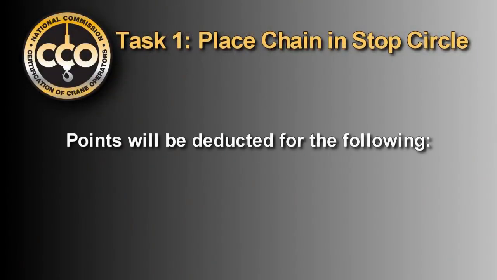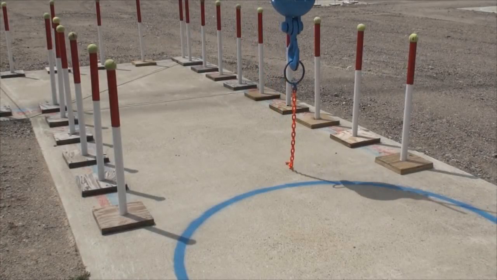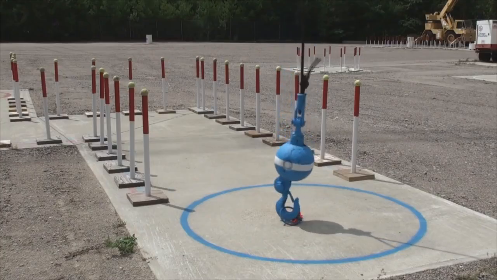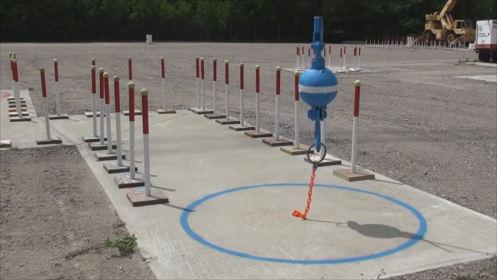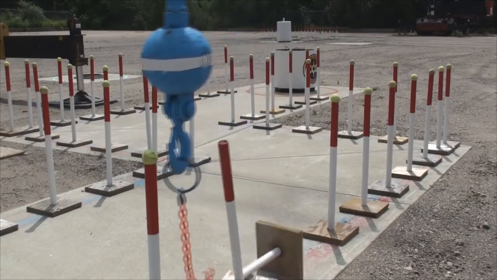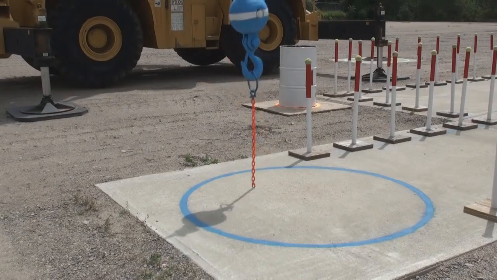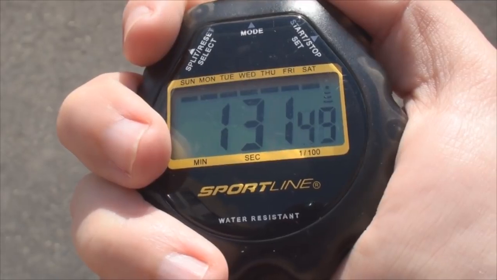Points will be deducted for the following: dragging or contact of the chain outside of the circle, hook or ball touching the ground either inside or outside of the circle, hook, ball, or chain contacting any part of the course or crane, lifting the chain off the ground after initial contact with the ground inside the circle, exceeding optimum time.